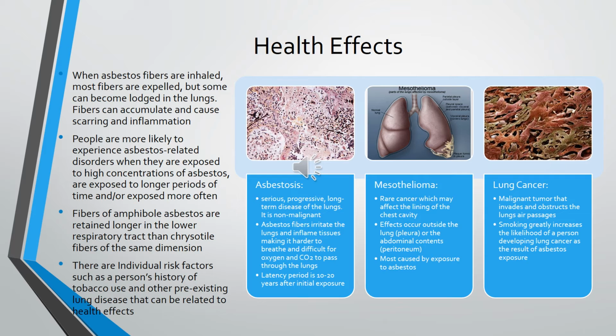The three most prevalent health effects that result from asbestos exposure, and especially chrysotile exposure, are asbestosis, which is a non-malignant lung disease that causes somebody to have difficulty breathing because the fibers of asbestos get into the lungs and cause inflammation and scarring. There's also mesothelioma, which is a rare cancer found outside the lung in the lining of the chest cavity or the pleura of the lung or the abdominal contents.